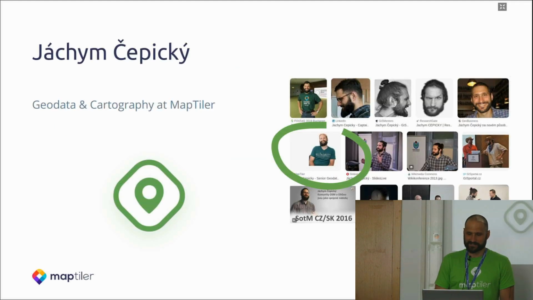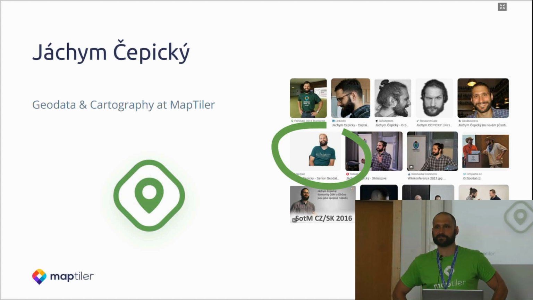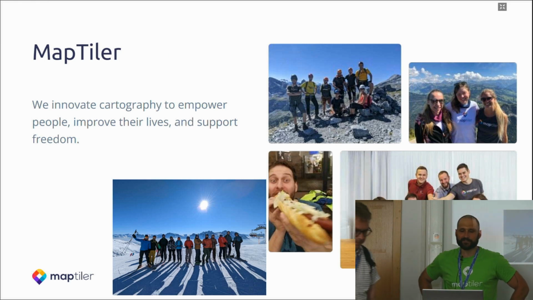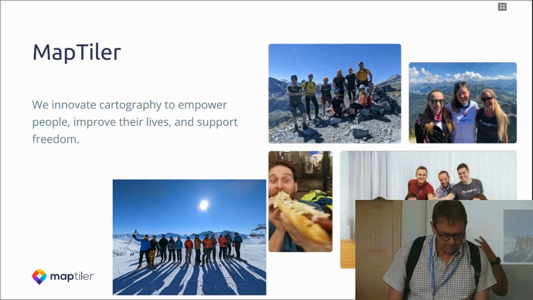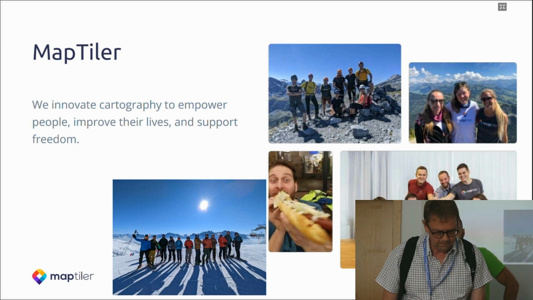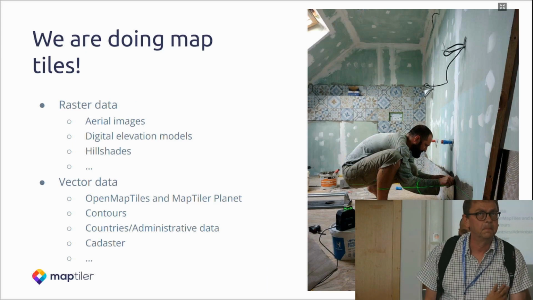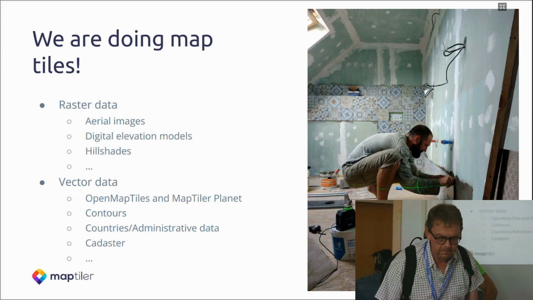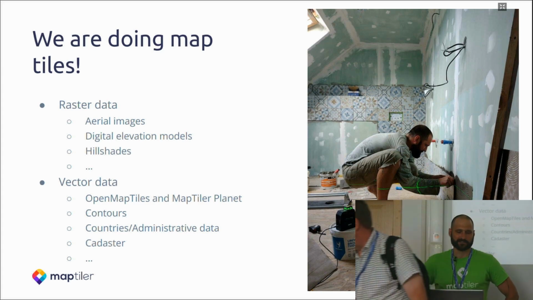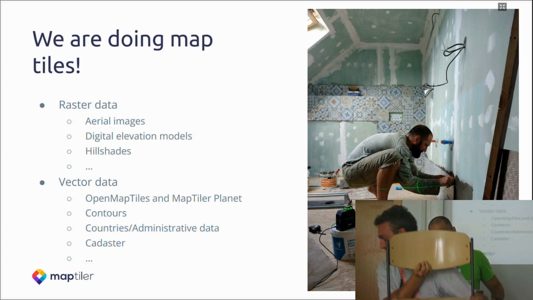My name is Jachym, and I used to contribute to open source software and visited lots of FOSS4Gs, but now I work at MapTiler. MapTiler is a company that makes maps for developers, and mostly what we do is map tiles. And we tile all sorts of data, raster data as well as vector data.